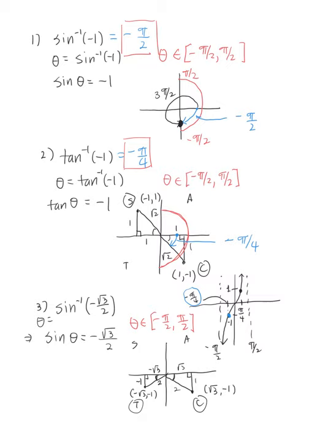But anyways, again, your theta value has to be between negative π/2 to π/2. So it's in this region again. So starting from the positive x-axis, this angle right here can be measured by negative π/3. So this answer should be negative π/3. So that's that.